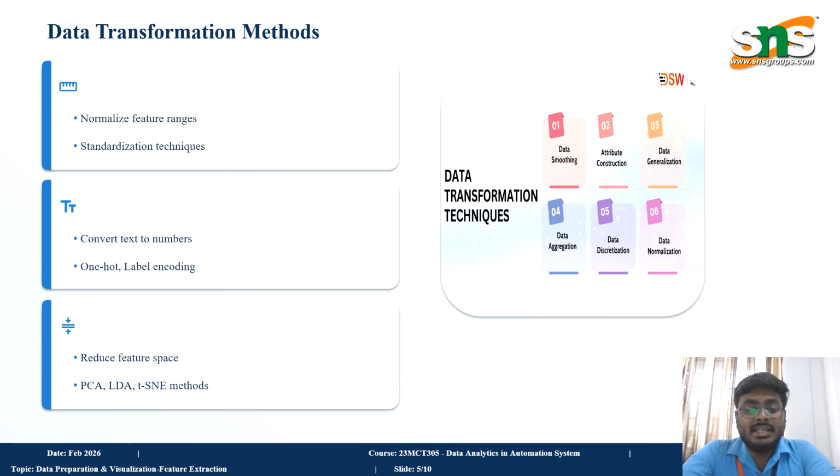Here's a list of key transformation techniques: data smoothing to reduce noise, attribute construction to create variables, data generalization for hierarchy based grouping, aggregation to summarize data, discretization to bin continuous values, and normalization to scale. This graphic shows them visually, super helpful for remembering.